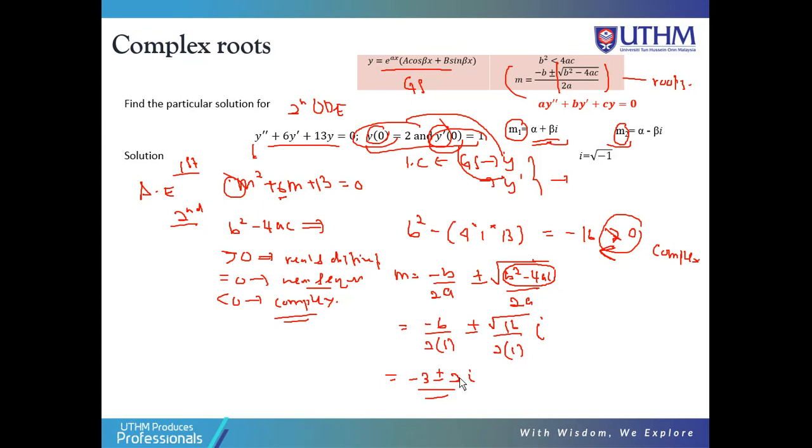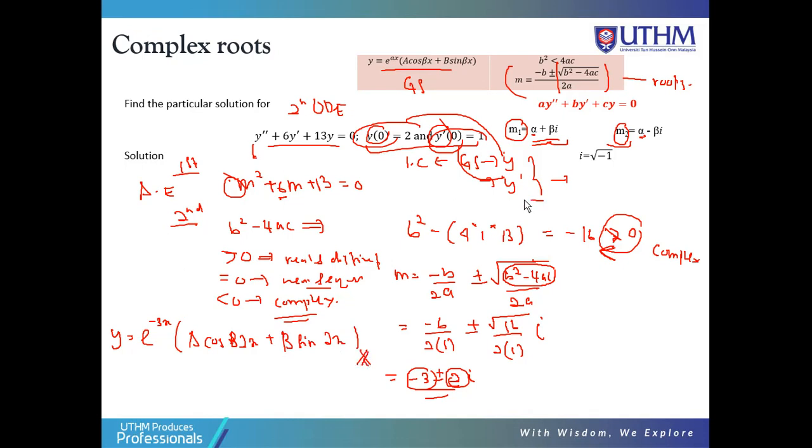So you can plug this value into the general solution. So you get y equals e to the power of negative 3x, because alpha is negative 3. Then a cos beta x, where beta is 2, so cos 2x, plus b sin 2x. So you complete your general solution.